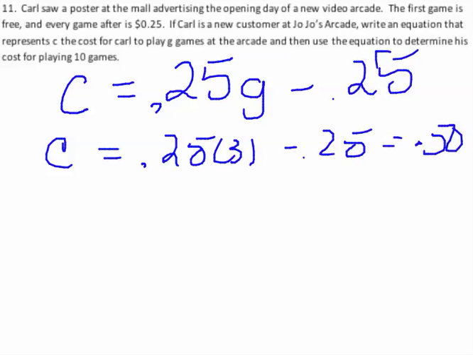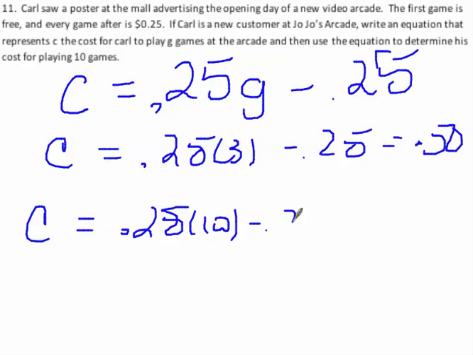Let's see what it was for 10 games since that's what the question asks. The question asks 25 cents times 10 games minus our 25 cents for the first game is equal to a total of $2.25.